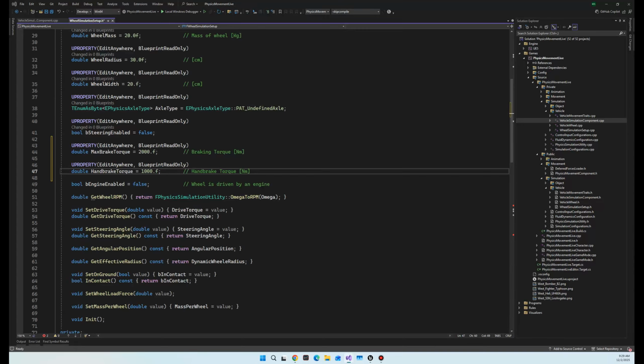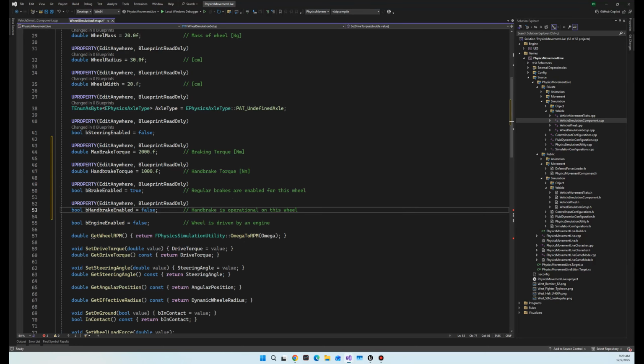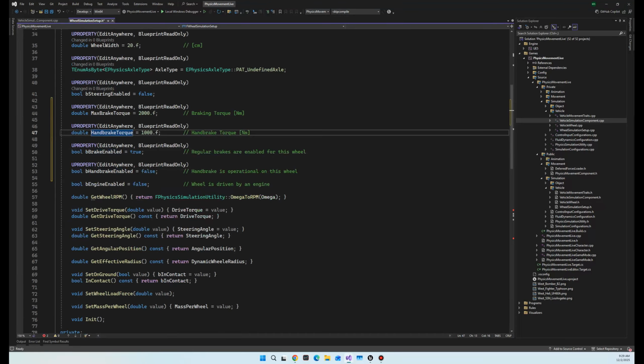To do that, we are going to add some additional Boolean checks. So we have max brake, which is the braking, like the wheel brakes, and then this is the handbrake torque. Depending on how you want to set this up, you can set them up as being different, or you can give them the same value. It's up to you.